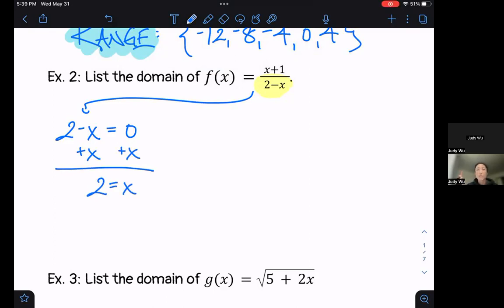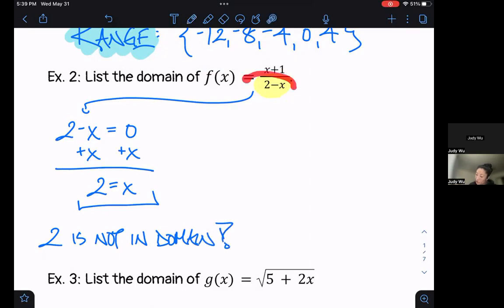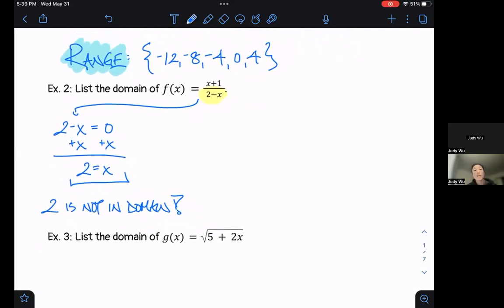Now, that means that 2 is not in our domain, okay? So 2 is not in the domain. The reason it's not is because 2 is the number that makes the denominator 0, and we cannot divide by 0, okay? Now, 2 is the only number that we get when we solve for x on the bottom, when we set it equal to 0. Since 2 is the only number, really our domain is everything except for 2.